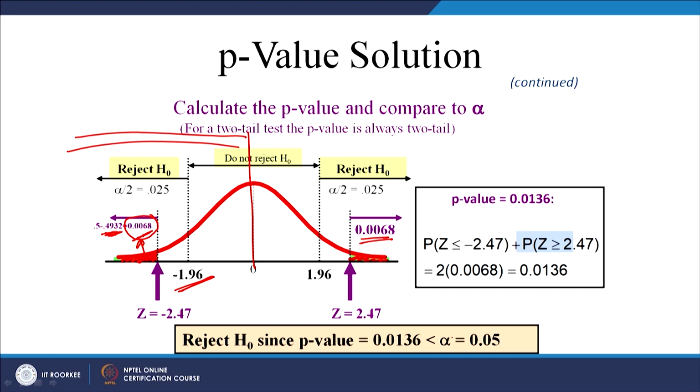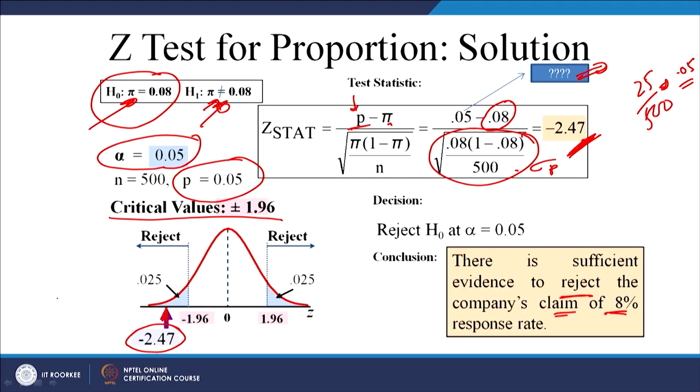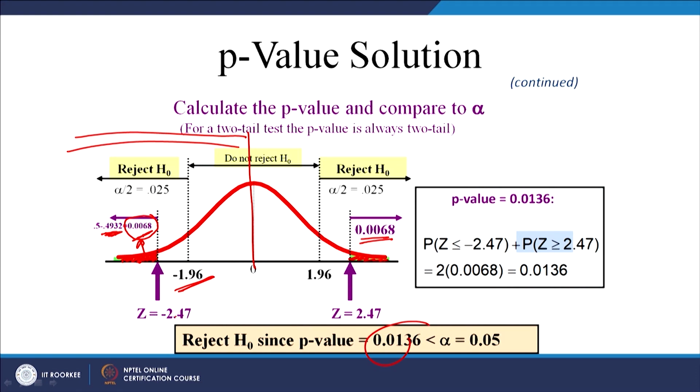Is p value less than alpha? Yes or no? So, p value is less than alpha, we will reject the null hypothesis, right. So, this is how you should take a decision using the p value approach, right. Using the critical value approach we rejected the null hypothesis, is not it. Similarly, using the p value approach we have rejected the null hypothesis, and you can use the confidence interval approach as well to confirm this particular finding of rejecting the null hypothesis, right.